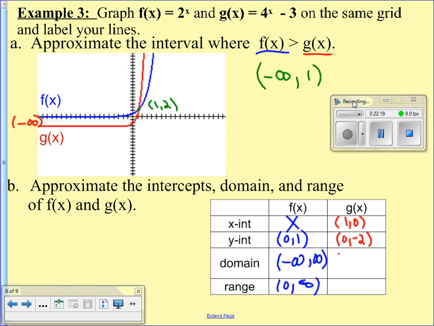Domain, negative infinity to positive infinity. And my range, see now the graph is shifted down 3, so negative 3 to infinity.